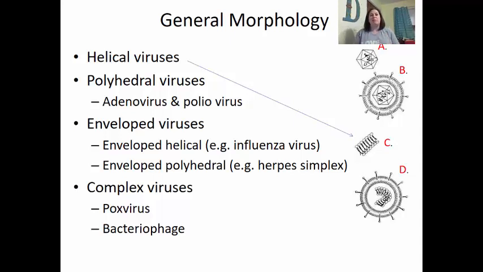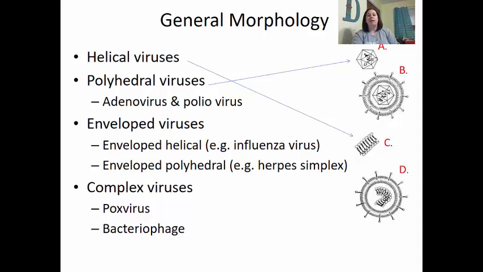So these are just some examples of some viruses that are helical. We also see that some are what we call polyhedral viruses. Now, polyhedral viruses are going to have like 20 sides to them. They look like a sphere, but they are actually a combination of lots of small triangles put together. Some examples of these are adenovirus, the virus that causes the common cold, and poliovirus.